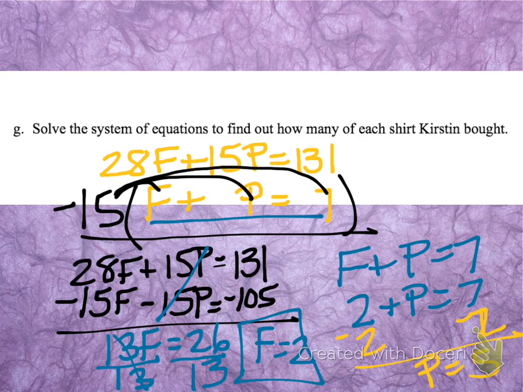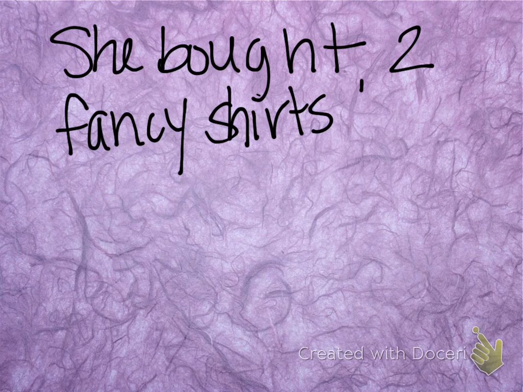So, in all, we can conclude that Kristen bought 2 fancy shirts and 5 plain shirts.